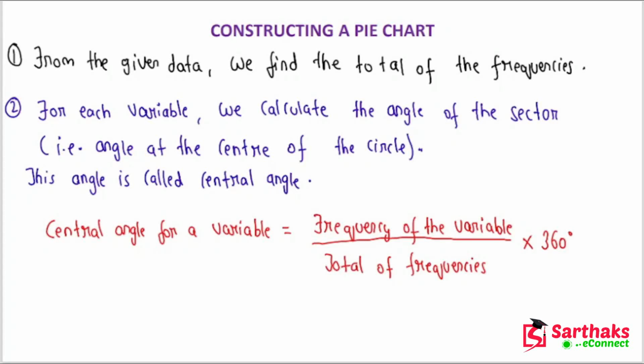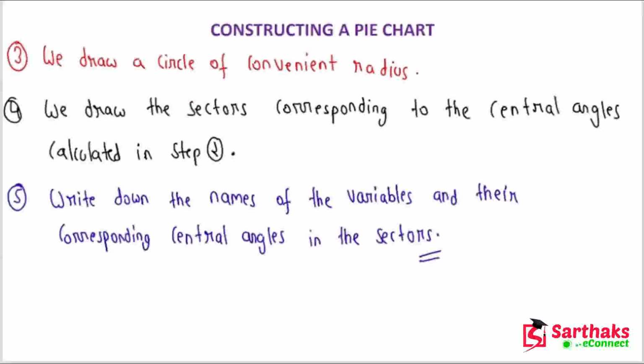We'll divide it by the total number of frequencies, so that would be a fraction, right? We'll get the fraction of what it deserves to be in the area of a pie chart, and then we multiply it by 360 degrees. So we'll take our share out of this 360 degree. Okay, so we will distribute the share of 360 degree into different sectors according to the number of variables, right? Then we'll draw a circle of convenient radius so that it does not get out of your notebook.